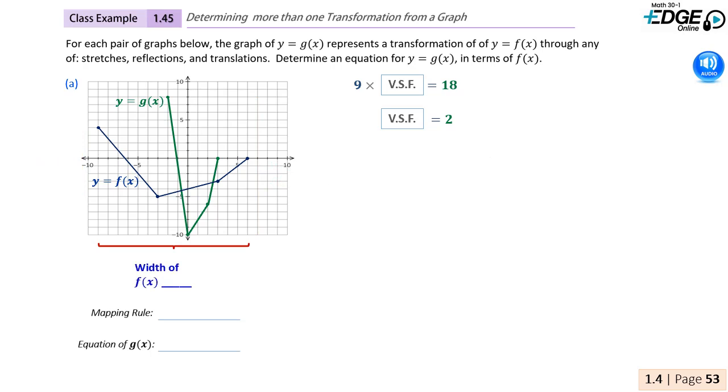Next, let's consider the width. F of x goes from -9 to +6. That's a width of 15. G of x goes from -2 to +3 and has a width of 5. To change from a width of 15 to 5, you would have to divide by 3. However, when we talk about stretch factors, we always talk about what we would multiply by. So dividing by 3 is like multiplying by 1/3, which is therefore our horizontal stretch factor.